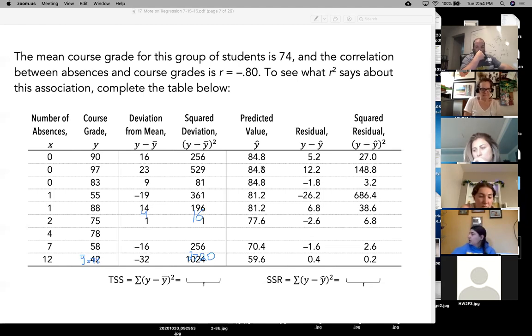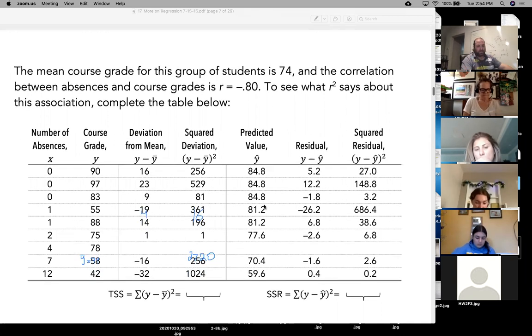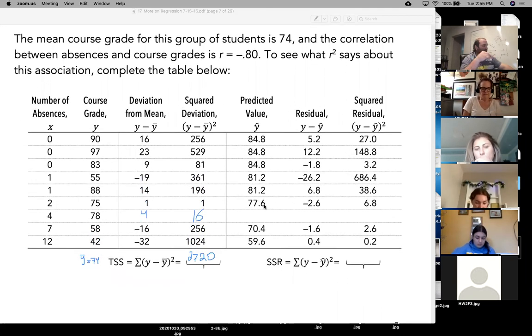Okay. How about when x is equal to 1? 81.2. Which is why when x is 1, the predicted grade is 81.2. How about when x is 2? 77.6. I'll just read it because there are mistakes here, but actually do the math. Don't just read off what they have here. I'm not saying it's not right, but don't just say that.